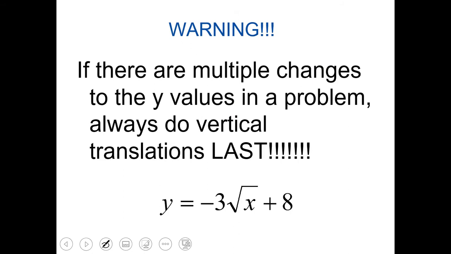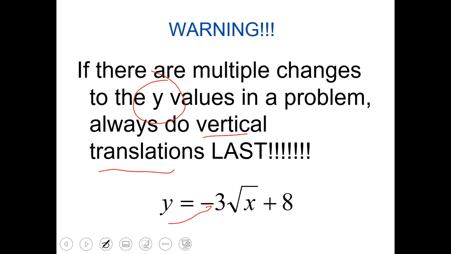So then there are a couple of warnings, a couple of special cases. So if you haven't written anything down to this point, this might be where you want to jot a couple of things down. So your first warning, if there are multiple changes to the y values in a problem, you always do the vertical translation last. So here's what I mean by that. -3 times the square root of x plus 8. There are 3 transformations. They're all happening to the y's. So you are going to do the plus 8 last.